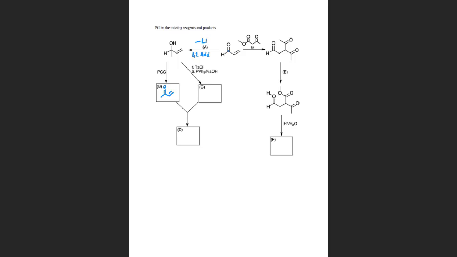Okay, so the next one, here we reacted with tosyl chloride. With tosyl chloride, it just replaces the OH with OTs. So this is a good leaving group, right? So here we have PPh3, and a base. Do you guys know what kind of reaction this is?